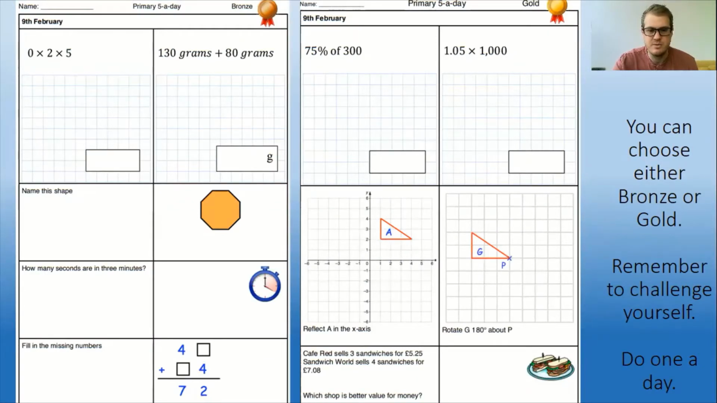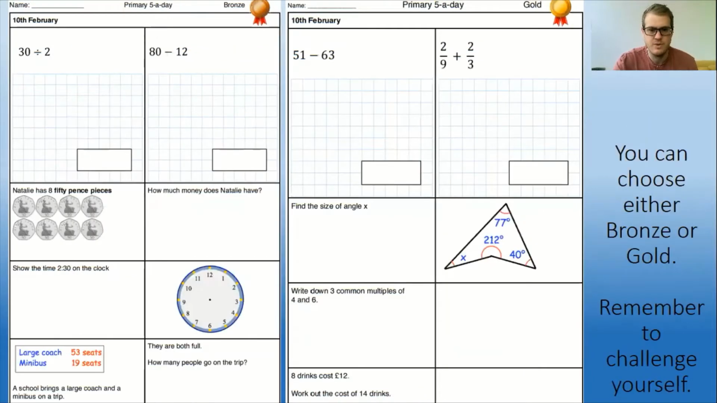Similar ones on there, so I think we should be okay with this one for Tuesday. Wednesday's 5 a day, be careful on this one.